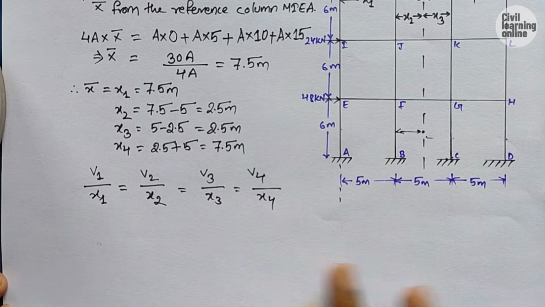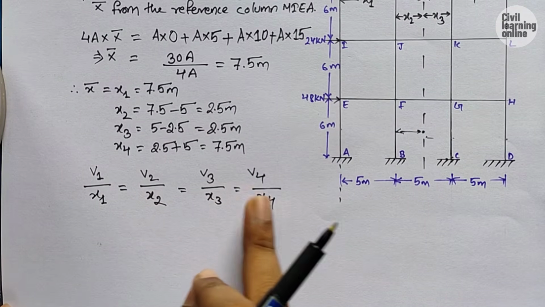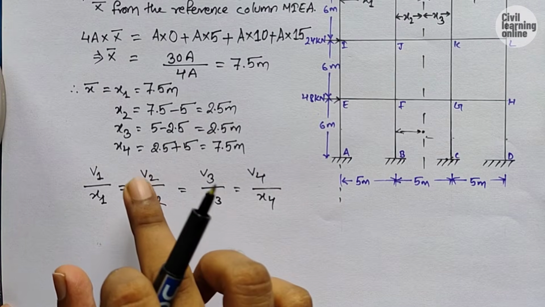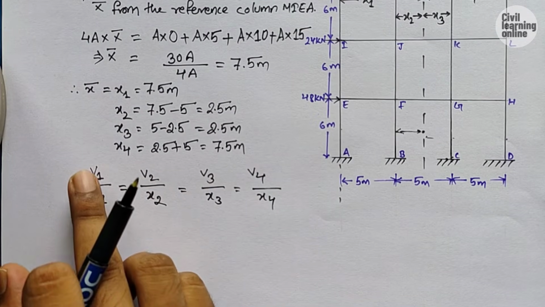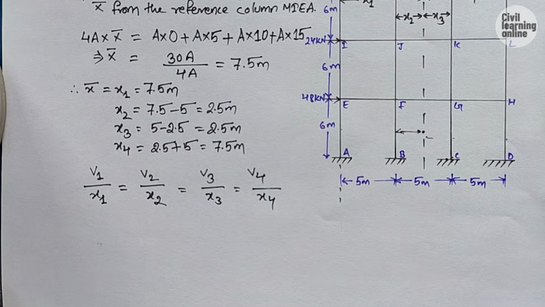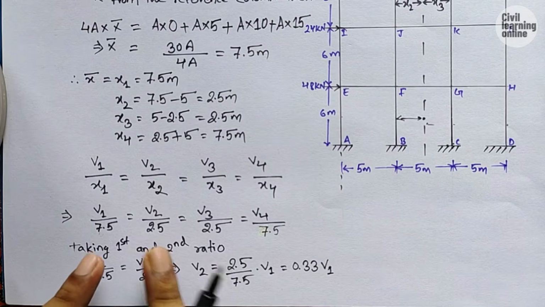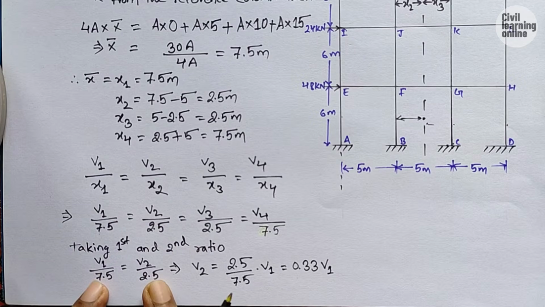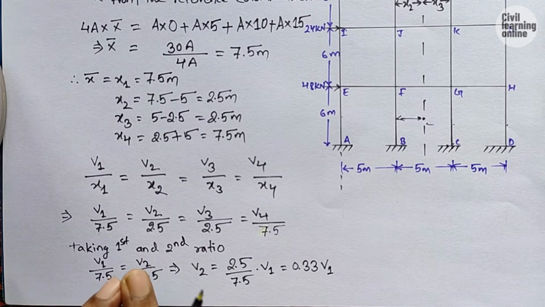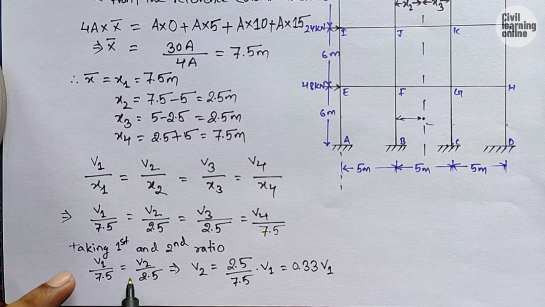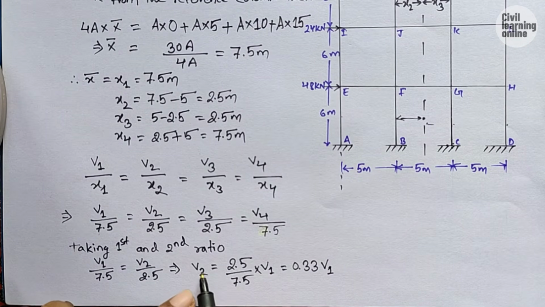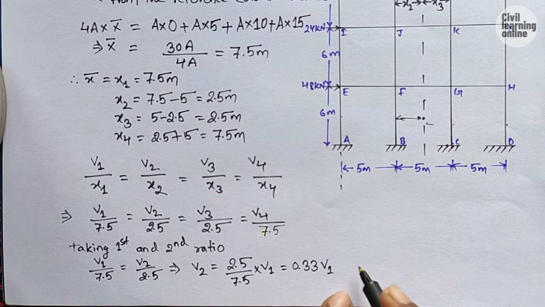Now what we need to do is put the values of x1, x2, x3, x4 and calculate the values of V2, V3, V4 in terms of V1. Now see here how we can do this. I have taken the first and second ratio together here. Now we need to calculate the value of V2 in terms of V1. So bring this 2.5 here because it is in division, so when it crosses the equal to sign, it gets converted into multiply. So 2.5 multiplied by V1 and divided by 7.5 will be equal to V2, so we will get V2 equals 0.33 V1.